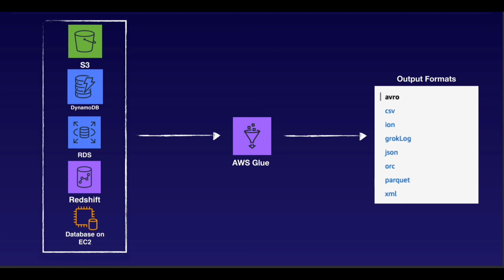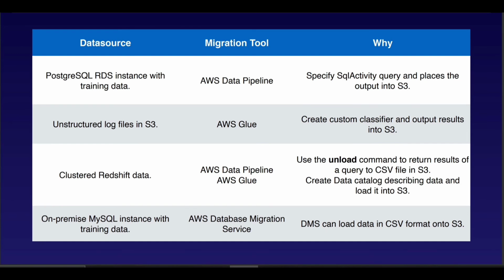So let's take a few scenarios where we have data in one location and we are trying to get it into S3. Let's see if we can choose the right approach. Now, in our first scenario, we have some data that's in a PostgreSQL RDS instance and we need to get that training data onto S3. Well, we can use AWS Data Pipeline as our migration tool and specify a SQL activity query that places the output data into S3.